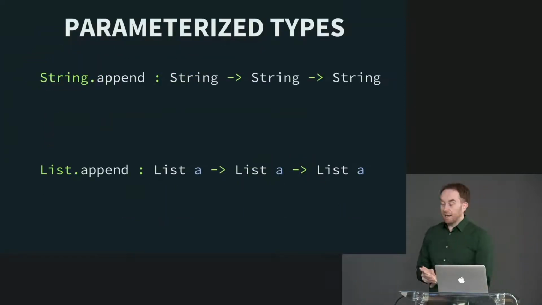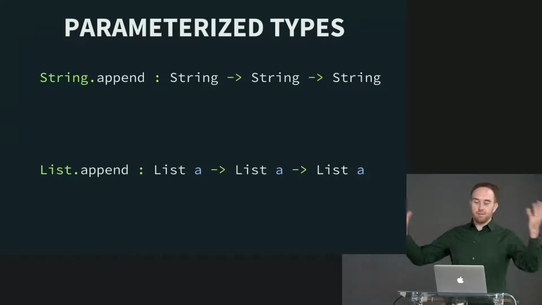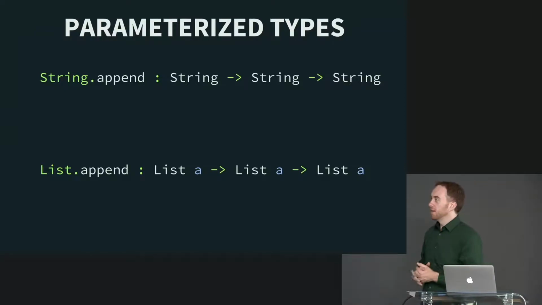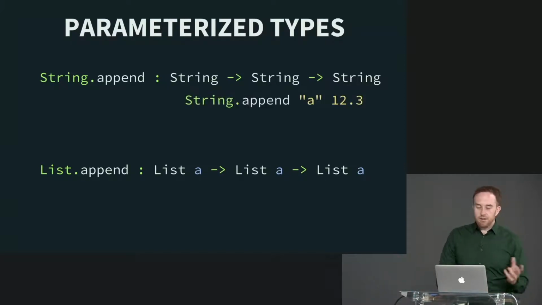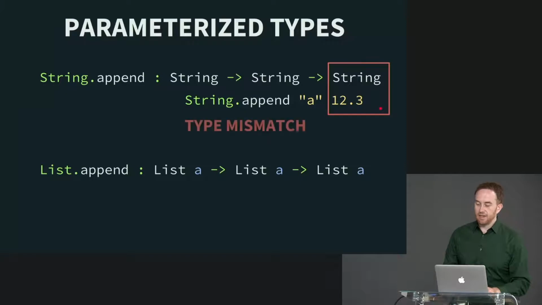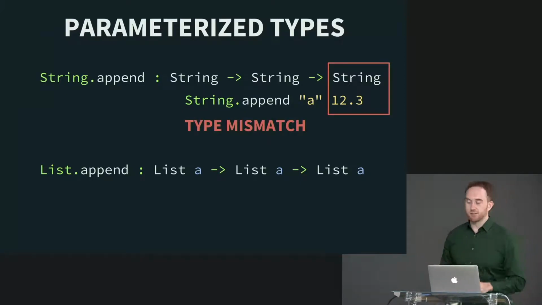Now with parameterized types, it's a little bit trickier than that. It's not as straightforward. So here are two different append functions, String.append and List.append. Both of them do the conceptual operation of squishing two things together. String.append takes String to String to String, List.append takes List a to List a to List a. Now if I call String.append on a string and something that's not a string, it stands to reason that's going to be a type mismatch, because it says, these both need to be a string. The second thing you gave me was not a string.